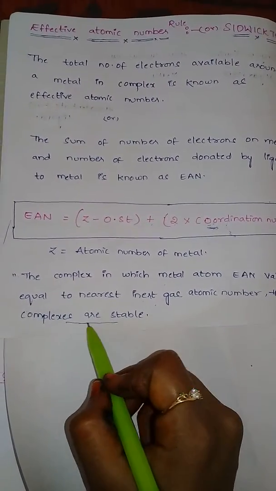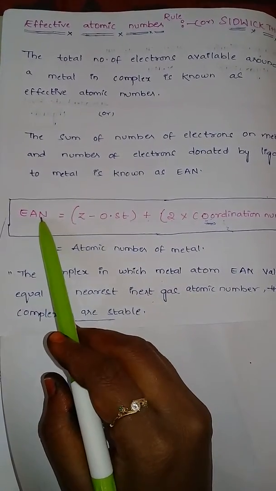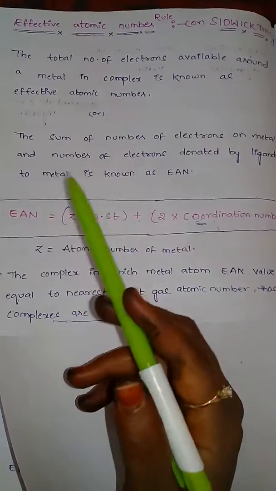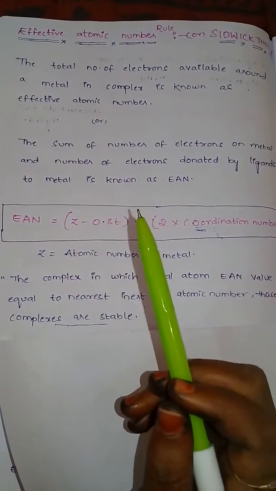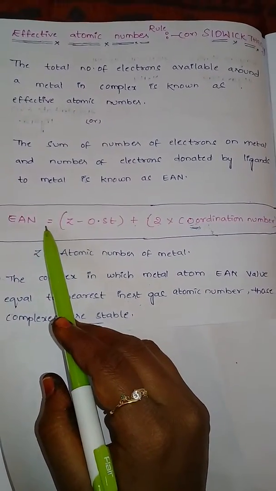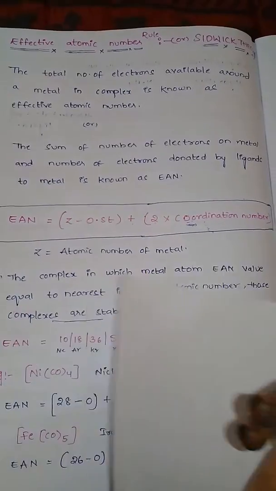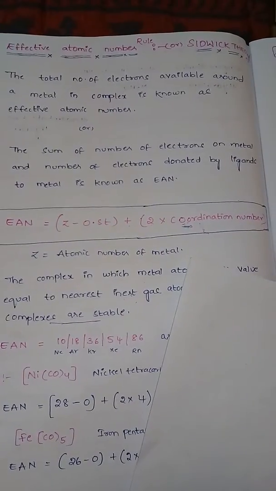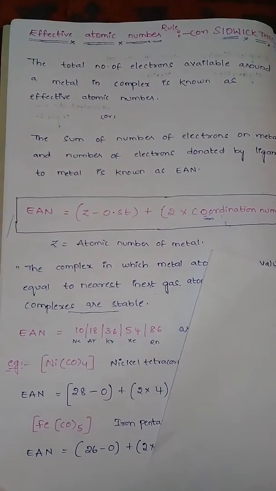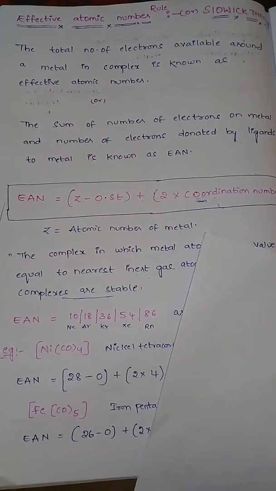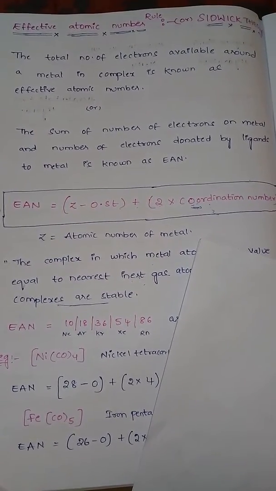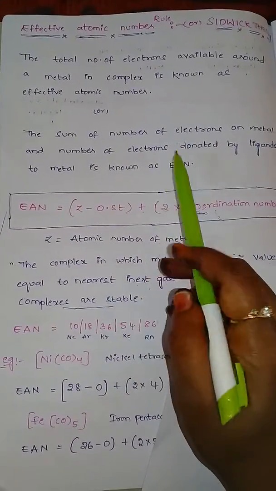When we find the effective atomic number and that value for the metal in a complex is equal to the nearest noble gas atomic number, such complexes are more stable. So what does the effective atomic number rule, or Sidgwick theory, say? The complexes in which the effective atomic number value of the metal is equal to the nearest noble gas configuration are more stable.